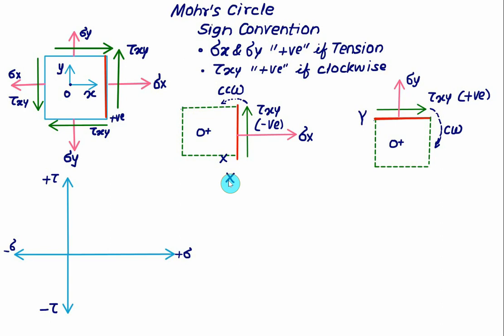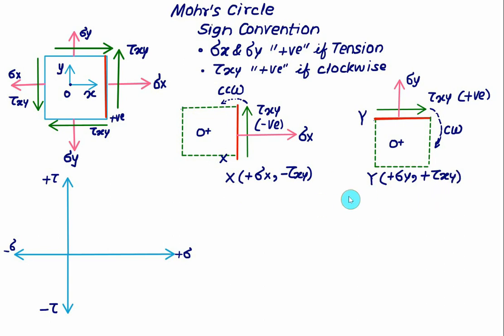The x coordinate of the x phase will be equal to the positive value of sigma x, and the y coordinate is the negative of the shear stress tau xy. The normal stress is a positive value, so you have to plot it on the positive normal axis. The shear stress this time is a positive quantity, and a positive quantity you have to show on the positive y-axis, so you have to treat this value as a positive tau xy.